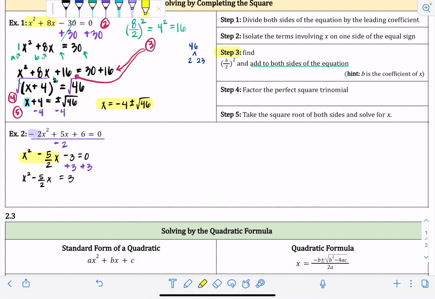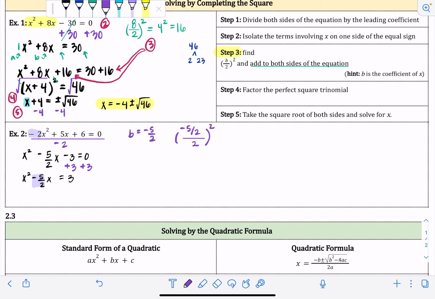It says find b over 2 squared, where b is this negative 5 halves. So I have to find that number over 2 and square it. That's kind of ugly. I'm going to make myself a note of what b is up here. This is where it gets a little funky. So b is negative 5 halves, and I have to put that over 2 and then square it. I have to figure out what that number is, and then add it to both sides of the equation.